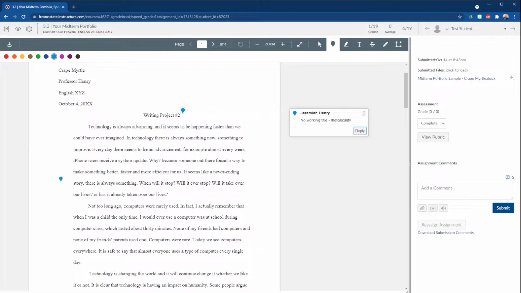Technology is always advancing, and it seems to be happening faster than we could have ever imagined. That's a pretty interesting hook to me. I'm with it so far. In technology, there is always something new, something to improve. Every day, there seems to be an advancement. For example, almost every week, iPhone users receive a system update. Why? Because someone out there has found a way to make something better, faster, and more efficient for us.